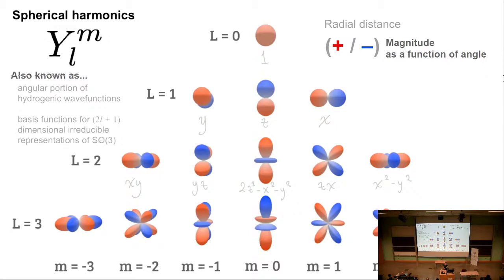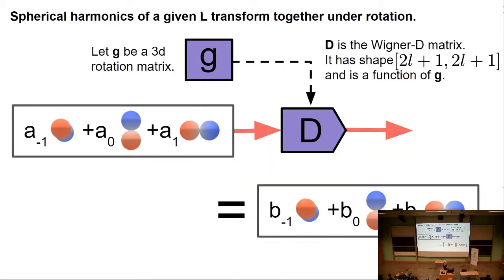What I mean by that is, let's say I have spherical harmonics of a given L, and some linear combination of them. In this case, this is L equals 1, so I have combinations of the y, z, and x spherical harmonics. Let's say I change my coordinate system: I do a rotation g. I have a function D called the Wigner D matrix. I'm not going to go into too many details, but it's just a regular matrix that's 2L plus 1 by 2L plus 1. It transforms one set of spherical harmonics to the rotated set.